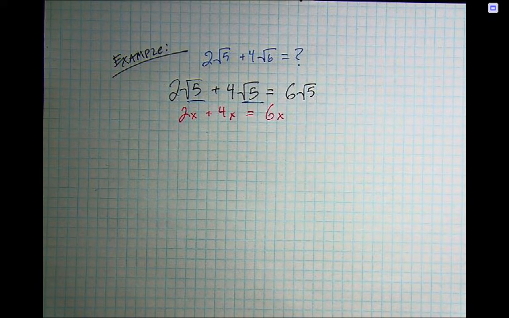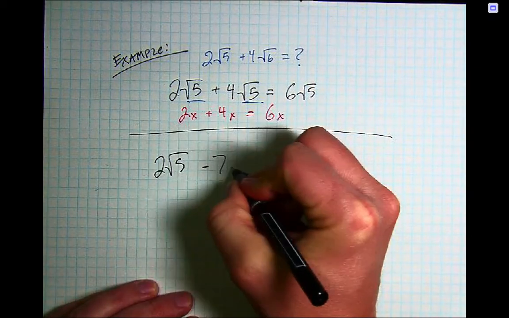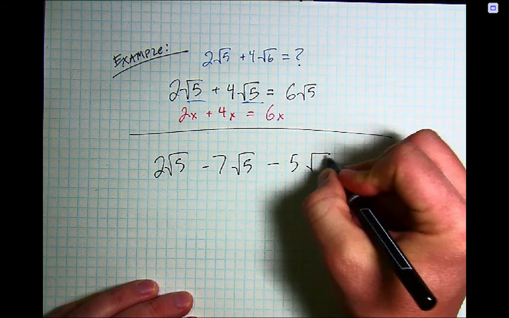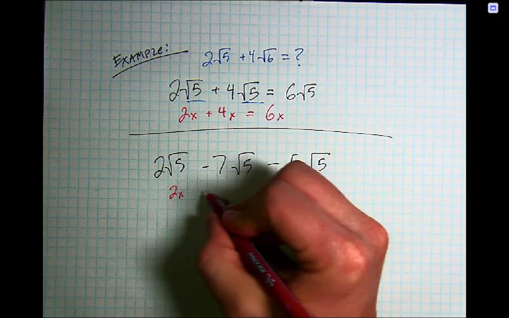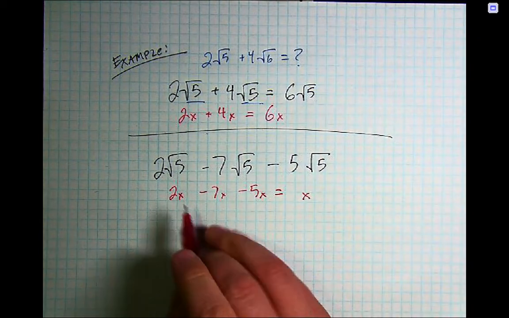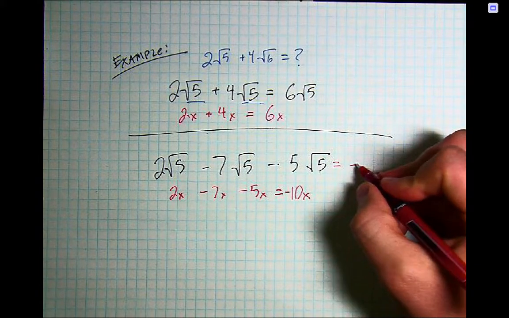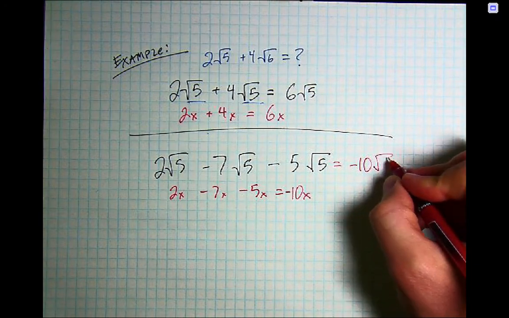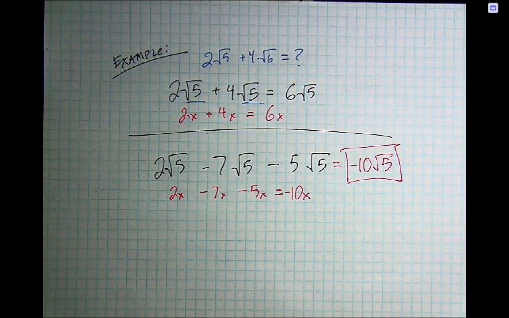Okay, easy enough. What about if we step it up one more little tiny notch? What if I had 2 radical 5 minus 7 radical 5 minus 5 radical 5? What would that come out to? Well, it would be just like if you had 2x minus 7x minus 5x. How many x's would that be? 2 minus 7 is negative 5, minus 5 is negative 10x, right? So what's this? Not negative 10x, negative 10 radical 5. And that would be your answer. Yeah, it's as easy as that.